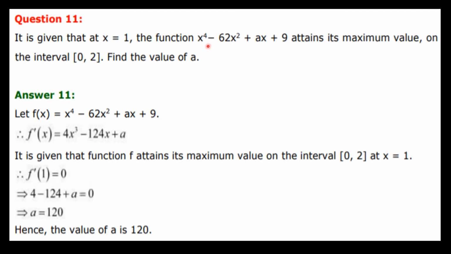Let us assume that the given function is f of x. So let f of x is equal to x power 4 minus 62x square plus ax plus 9. Understood this step, my children? We assumed the given function is f of x. Then immediately what should we find? f dash of x. We have to find the derivative of this function.